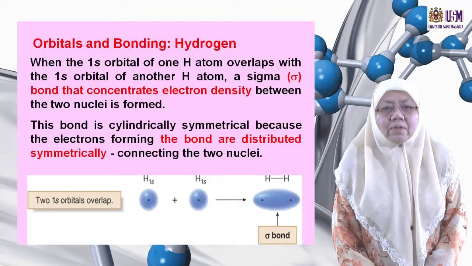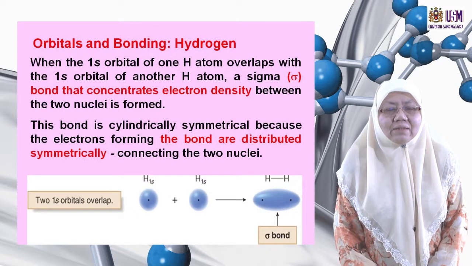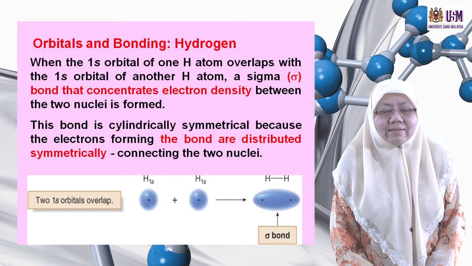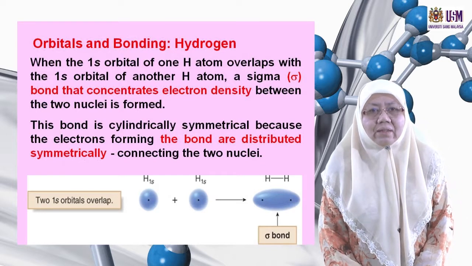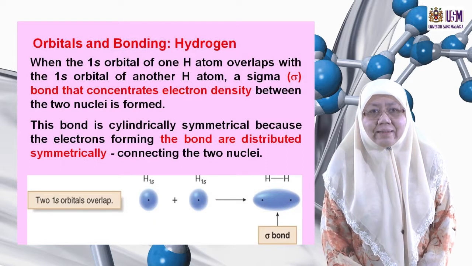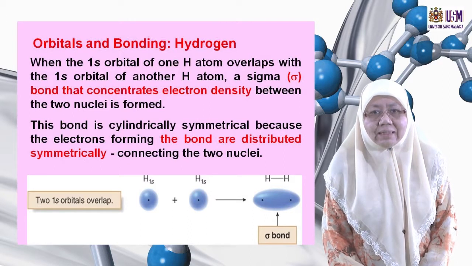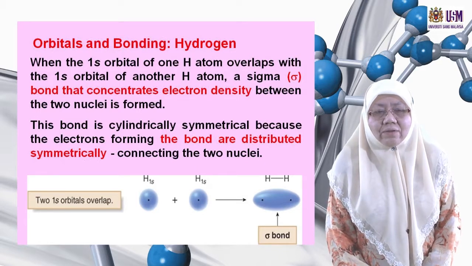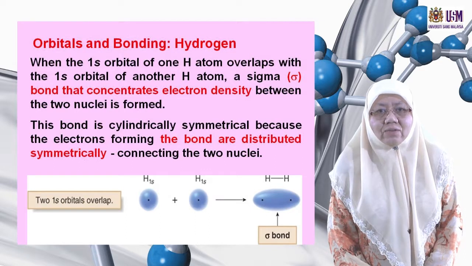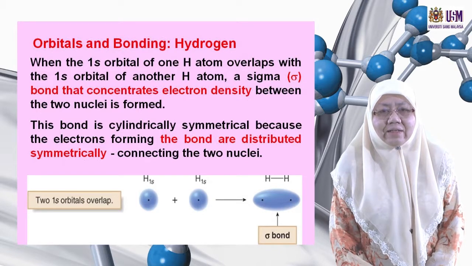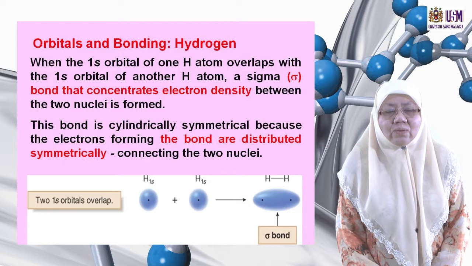Okay, in order to know how bonds are formed, we have to look at the orbitals and how they overlap to form bonds. The most basic of all bonds is the bond between two hydrogen atoms. If we were to look at the hydrogen atom, we know that each atom has a 1s orbital. So when there are two hydrogen atoms, the 1s orbital of each atom can overlap over each other to form a sigma bond. And the sigma bond is a bond where the electron density concentrates between the two nuclei.